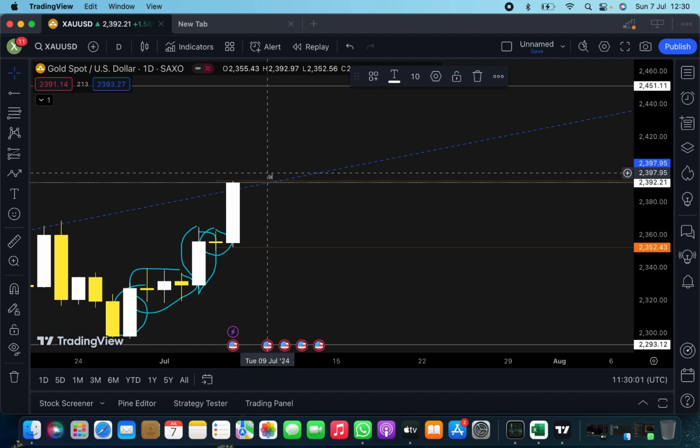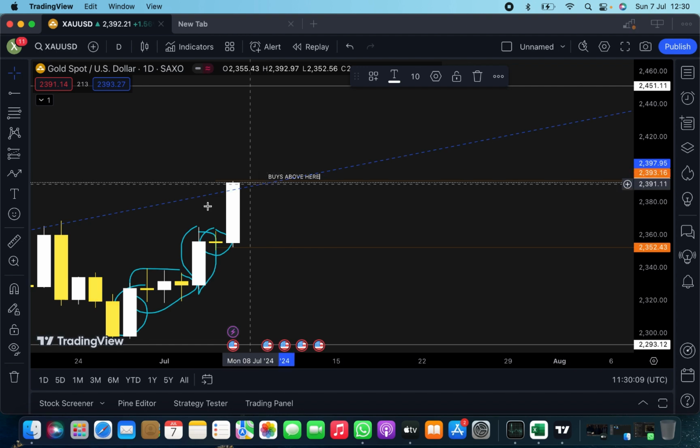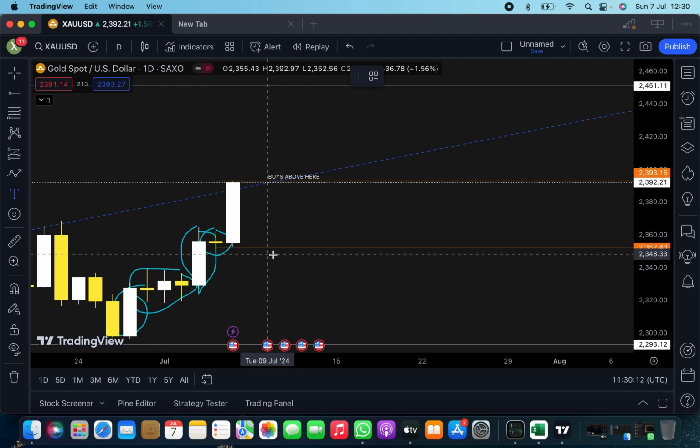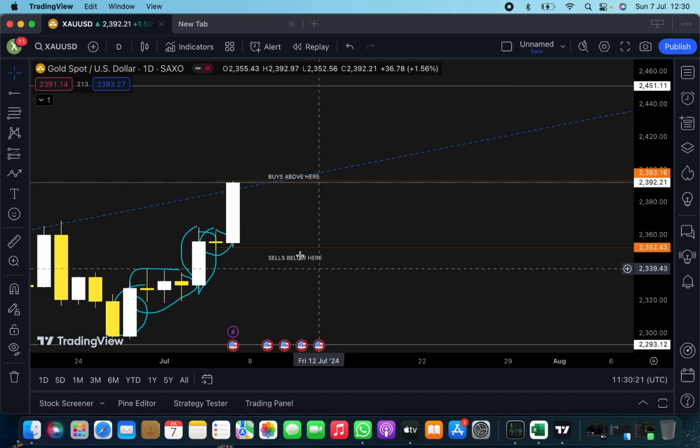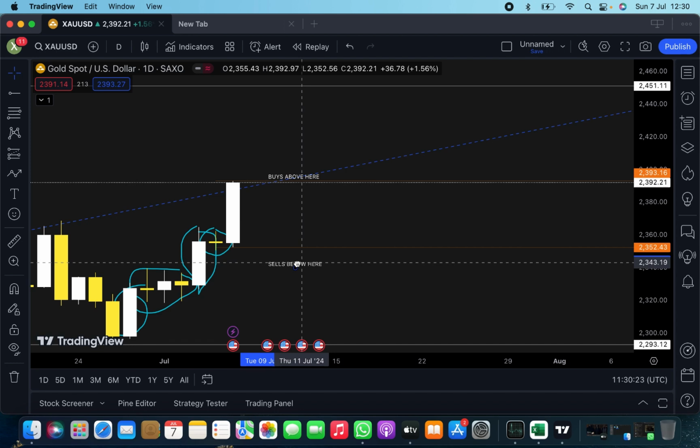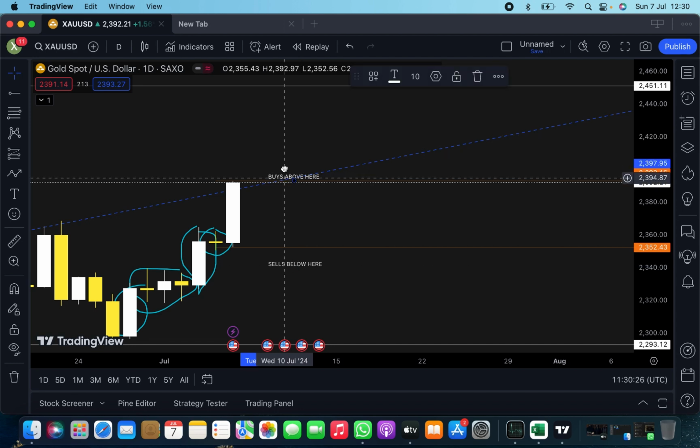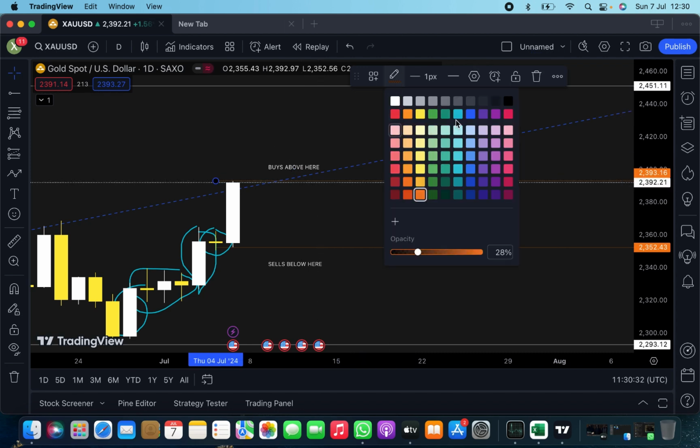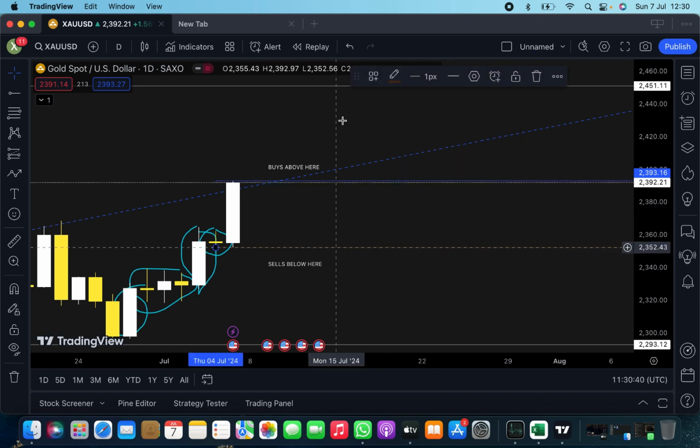It's simple. Just to remind myself, I'll say buys above here, and then sells below here. All right, sells below this line and buys above this line. I can change the color of the line just so that you don't get confused. Maybe I will increase the opacity so that it becomes a bit visible. And then I'll put this one as red.